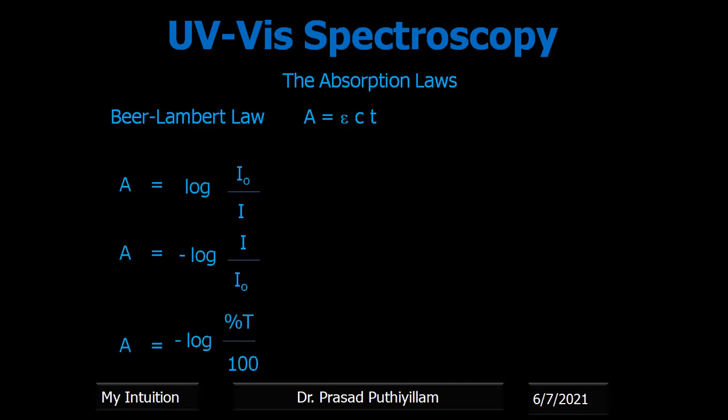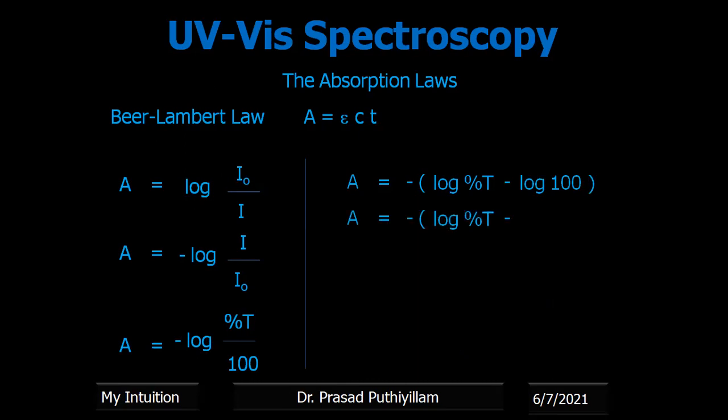That means A is equal to minus log of, expanding it, the negative symbol taken outside, then log a by b, that is log percentage transmittance minus log 100. We know log 100, that value is 2. Therefore, A is equal to minus of log percent transmittance minus 2. Rearranging it, minus and minus becomes plus 2. That means 2 minus log percentage T. Therefore, A is equal to 2 minus log percentage T.